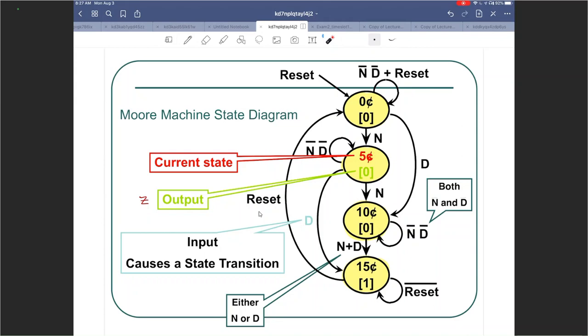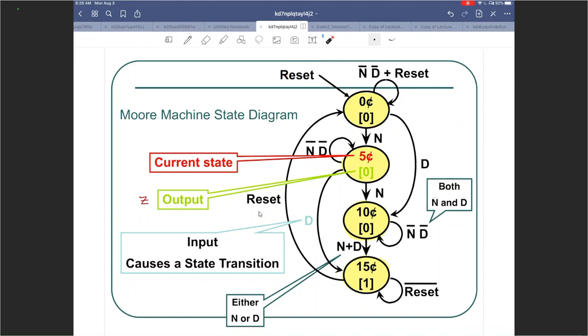Now from 5 cents, the same things can happen again. You can put a nickel into the vending machine, you go to 10 cents. Or you put a dime into the machine, you go directly to 15 cents. Or you don't give it a nickel nor a dime. Then you stay at 5 cents. So that's the self loop on 5 cents. If you press reset from any of these states, you go right to 0 cents. So that's captured in that arrow right there.